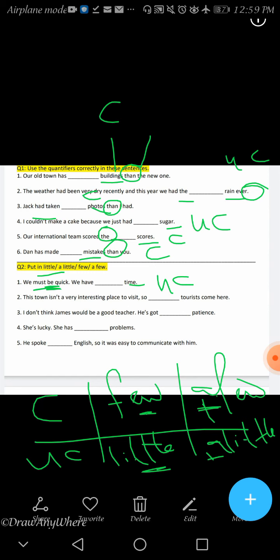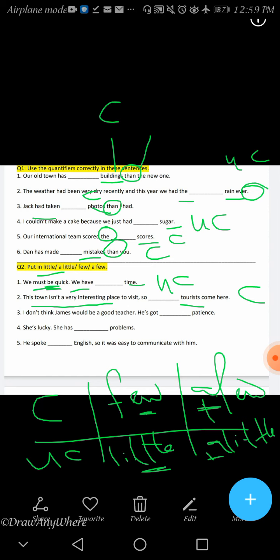Number 2. This town isn't a very interesting place to visit. So, few tourists come here. Now, this is negative idea. البلدة isn't very interesting. مش ممتعة. أو مكان غير ممتع لأنك تزوره. So, few tourists come here. عدد قليل من السياح بيأتي هون. أو عدد قليل غير كافي. Why? Because it isn't interesting. So this is negative idea and this is countable. Okay?